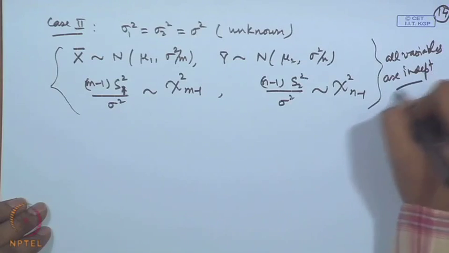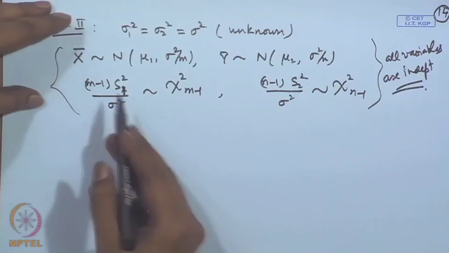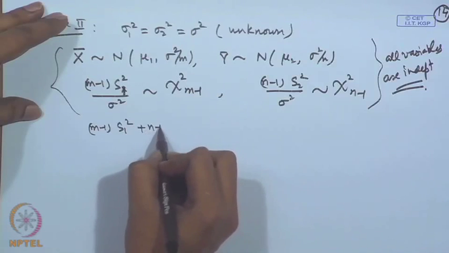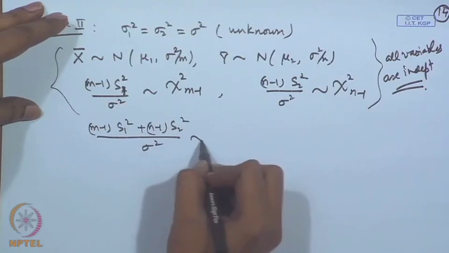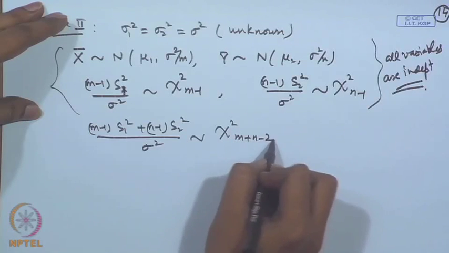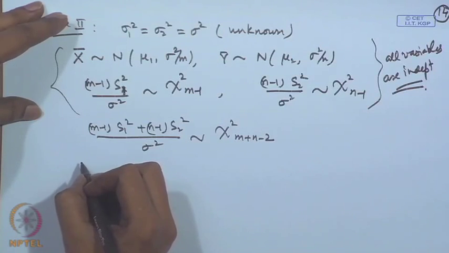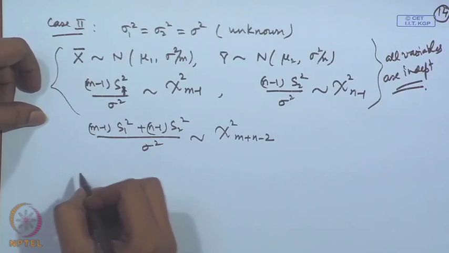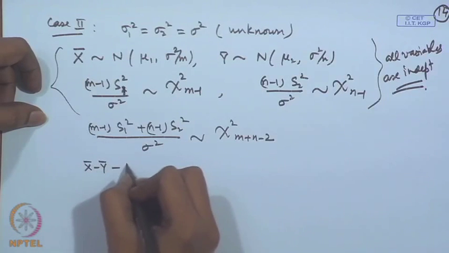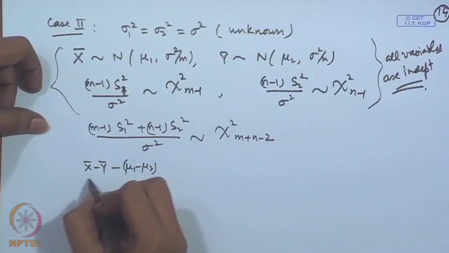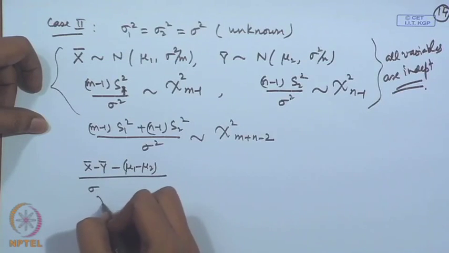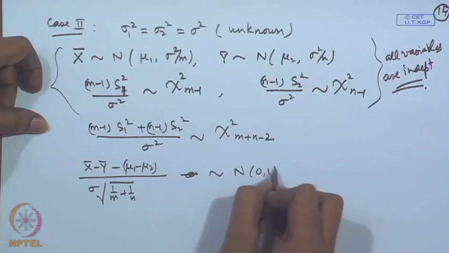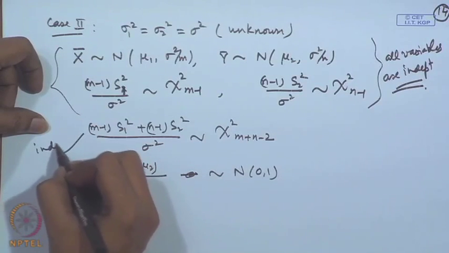All these variables are independently distributed. If they are independently distributed, I can consider m minus 1 s 1 square plus n minus 1 s 2 square by sigma square, which follows chi square distribution on m plus n minus 2 degrees of freedom. And therefore, I can write x bar minus y bar minus (mu 1 minus mu 2) divided by sigma root 1 by m plus 1 by n. This follows normal 0, 1, and these two are also independent.